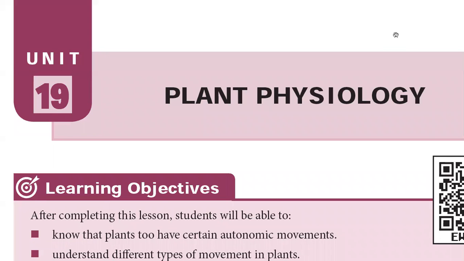Hello students, welcome to today's class, 9th standard science, unit 19, plant physiology. In this lesson we are going to learn about tropism in plants and types of tropism, nastic movement, and photosynthesis, requirements of photosynthesis, transpiration, types of transpiration, and exchange of gases.